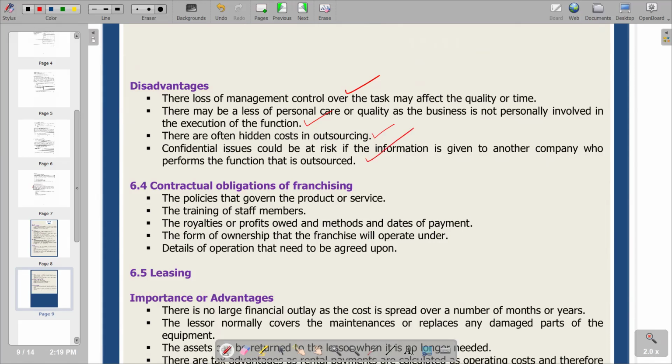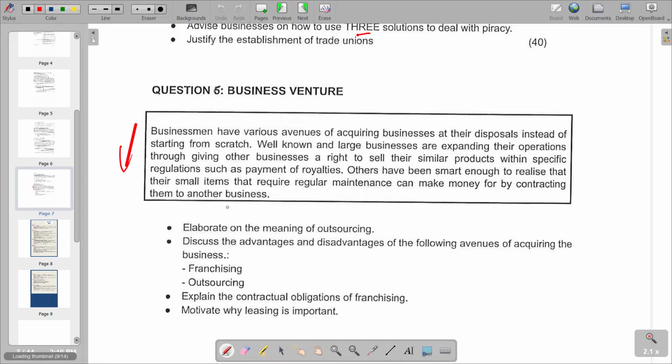Then 6.4, which is on contractual obligations of a franchising. The question is saying, explain the contractual obligations of a franchising. So basically, a contractual obligation is a legal obligation that a party is required to fulfill, outlined in a contract. So it will be outlined in the contract. So it becomes a legal obligation that a party is required to fulfill. So that's a contractual obligation, or something that parties agree to do. So if the parties agree to do something, it becomes a contractual obligation.